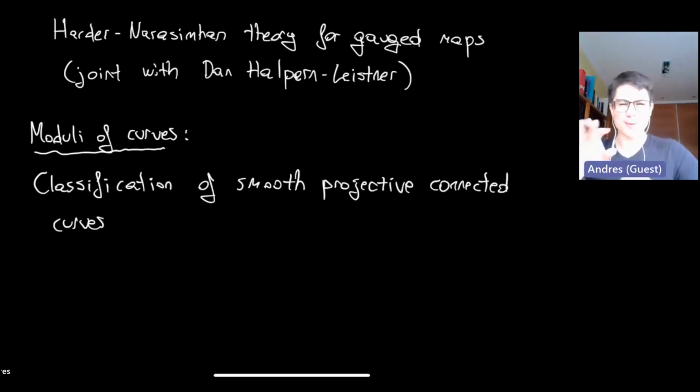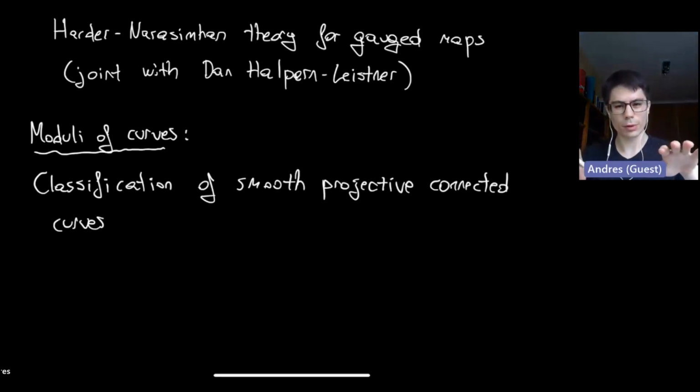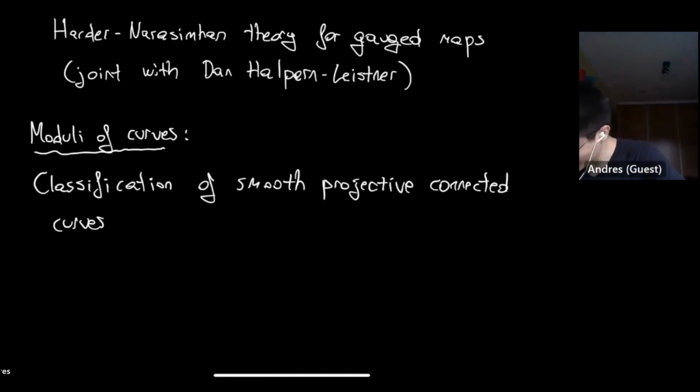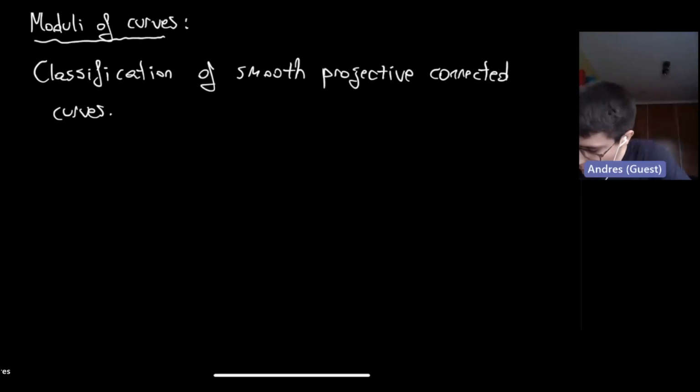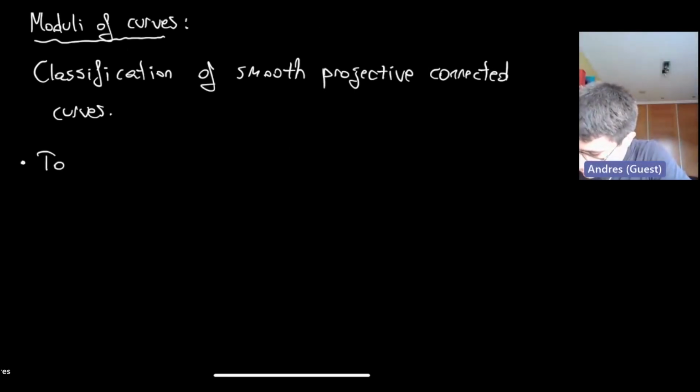Maybe I should say from the beginning of the talk, I'm going to work over the complex numbers. Most of the stuff that we do holds over a general Noetherian base, but I'm just going to work over the complex numbers. That's okay. So how do we classify this type of thing? Well, first, topologically, we can just classify it by the genus.